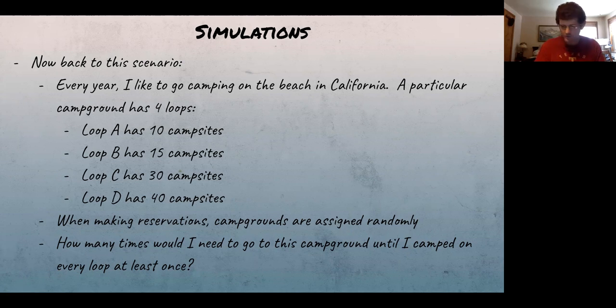So I want to focus on the fact that these campgrounds are assigned randomly. And we just talked about random number generating in our calculator. So kind of just focus on that train of thought. What could we do here?